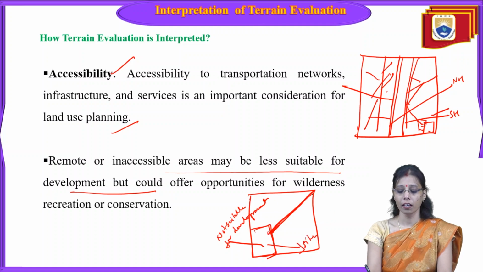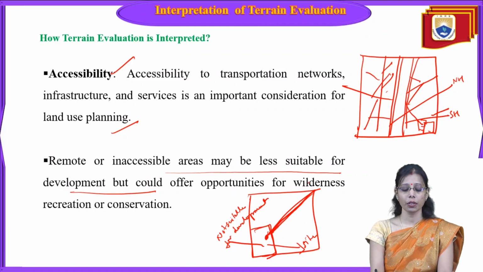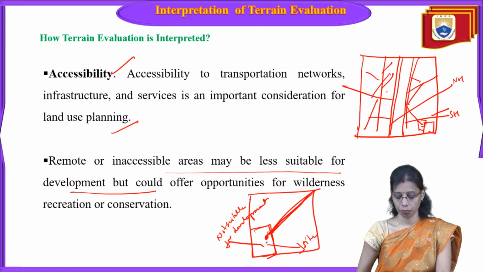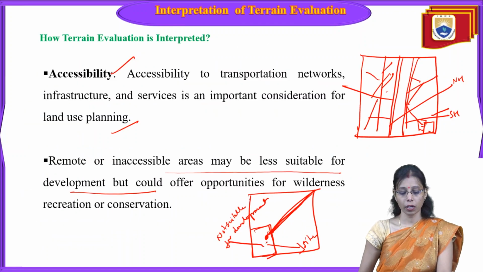Suppose this is the site. If you want to go for construction, materials will not reach this particular site because it has low accessibility. It does not have a transportation network, right? It is less suitable for development, but would offer opportunities for wilderness, recreation or conservation too. Right? So I think we have covered these points.